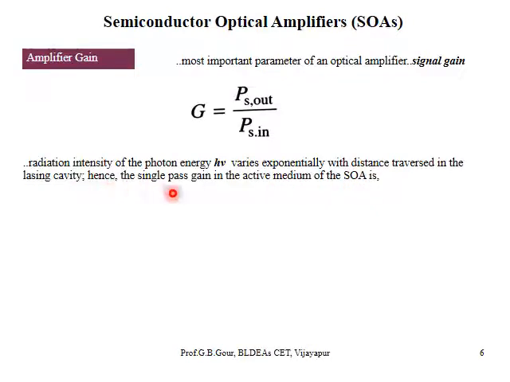Hence the single pass gain in the active medium of SOA. In the previous video, session 1, we discussed how it is different from the Fabry-Perot cavity. In a Fabry-Perot cavity we increase the gain with multiple pass gain, multiple reflections, but here with only a single pass we are able to achieve the boost in the gain. That is the main difference between the SOA and the Fabry-Perot cavity.